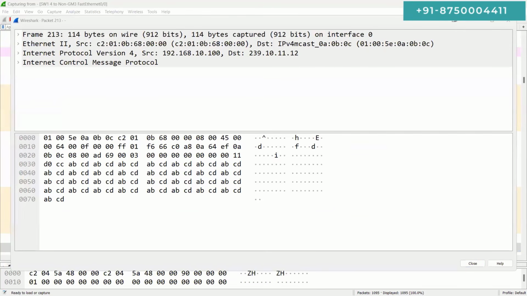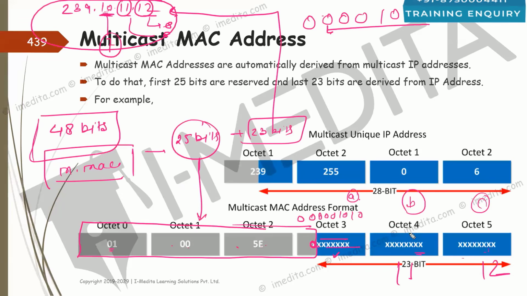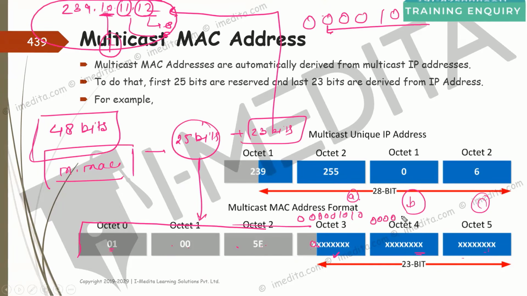Convert this into hexadecimal. So this is 00001011, 00001100. You should know how to convert binary into hexadecimal. We create groups of 4 bits and write them down in hexadecimal. So 0A, 0B, and 0C. You must know how to convert from binary to hexadecimal.